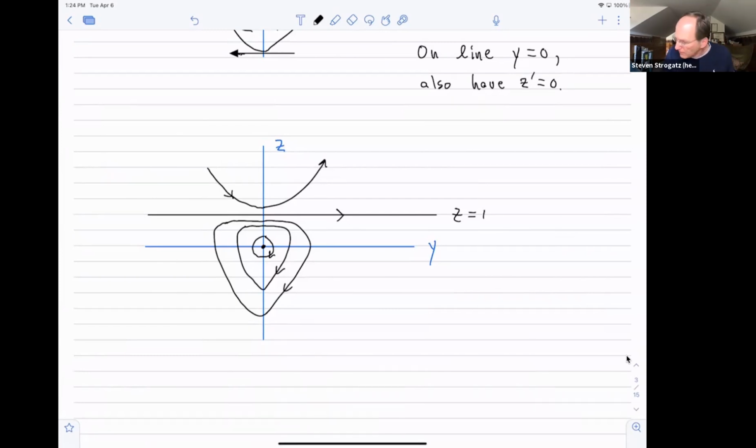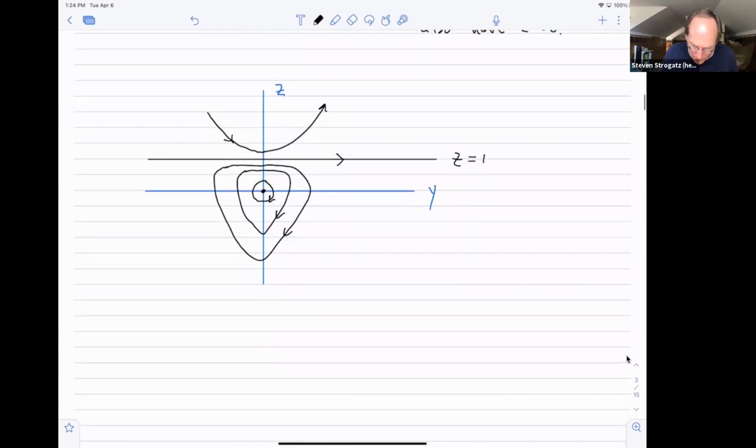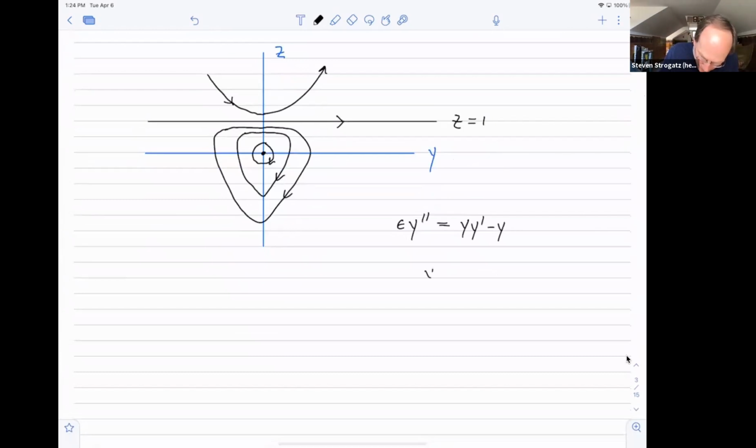So, all right, now let's go back to trying to understand what our question was. The problem was we were studying epsilon y double prime is y y prime minus y. Or in our phase plane way of thinking about it, y prime is z and z prime is 1 over epsilon times y times z minus 1.